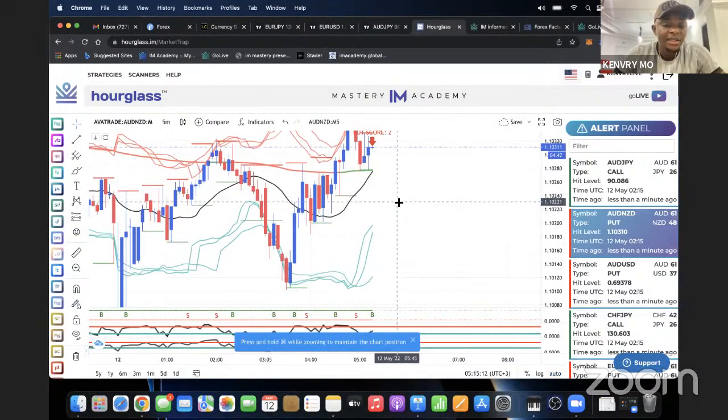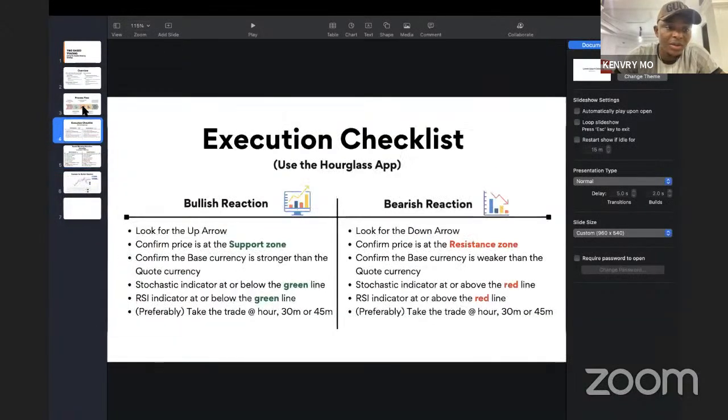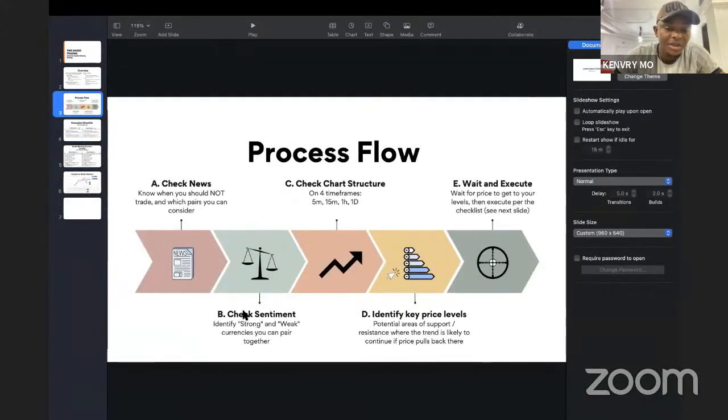So the next thing is price at a green support. Now, before you begin to checklist this, the trend must align. If you know the flow of my strategy, check the flow. What is the flow? After the news, check sentiment. After the sentiment, the next thing is the trend. So this is the structure on the trend. All right, the trend aligns.